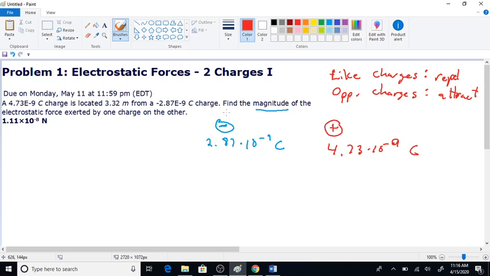Coulombs is our unit of measurement for charge. Here's our distance. Maybe I should have done that in a different color. We'll maybe put it in black. Our distance apart is 3.32 meters. That's important to have it in meters, important to have it in coulombs. Let me say that again: important to have things in coulombs, important to have things in meters.